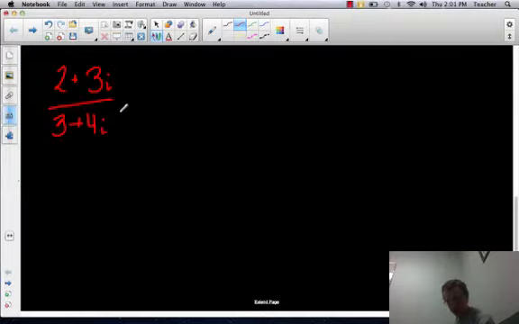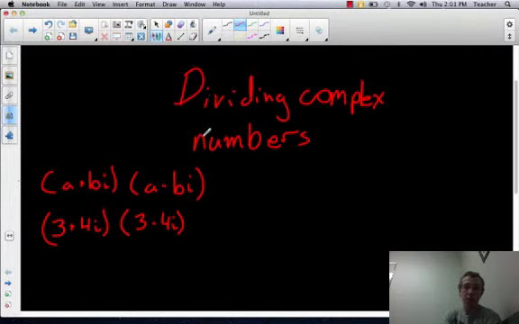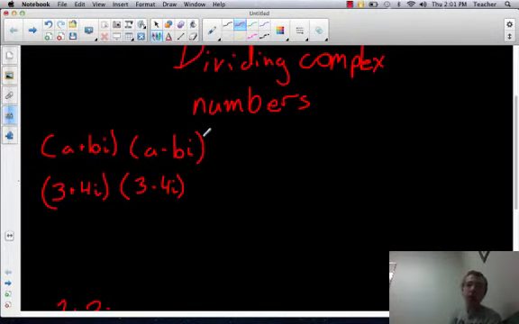Okay, now what we're going to be doing is we're going to multiply both the top and the bottom by the complex conjugate. Now, why would we do that? Well, whenever a number is multiplied by the complex conjugate, you're going to be able to get rid of these i's. So here, let's real quick multiply these two together.